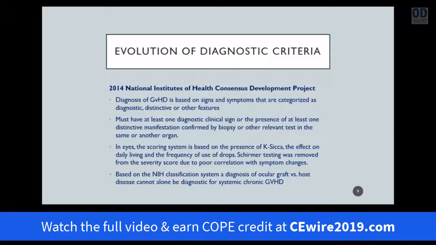So in eyes, the scoring system is based on the presence of keratitis sicca, the effect on daily living, and the frequency of the use of drops. Schirmer testing was actually removed from the severity score due to poor correlation with symptom changes. Based on the NIH classification system, a diagnosis of ocular graft-versus-host disease isn't sufficient to be diagnostic for systemic chronic GVHD taken in and of itself.